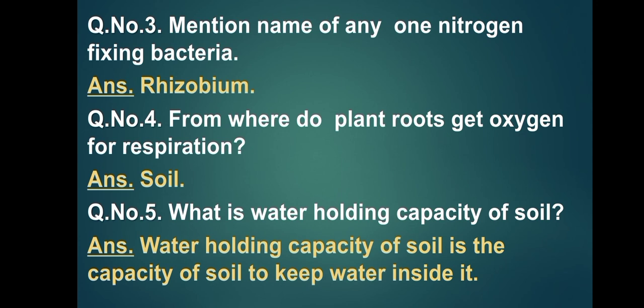Next question: from where do plant roots get oxygen for respiration? Children, all of you know that between the gaps of soil particles, air is present. So the plant roots get oxygen from the soil, that means the air which is present between the gaps of the soil particles. Next question is: what is water holding capacity of soil? Water holding capacity of soil is the capacity of soil to keep water inside it.